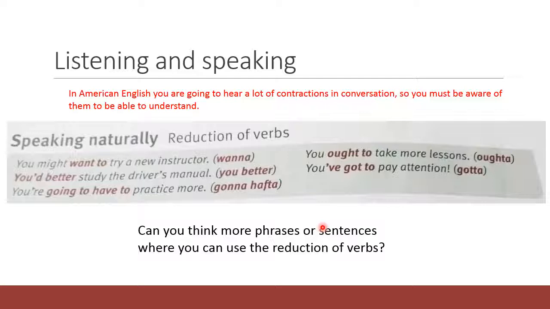Can you think of more phrases or sentences where you can use the reduction of verbs? I want to go to school tomorrow. I better study for my exam. I'm gonna have to study more. I ought to take more conversation classes. I gotta pay attention to the teacher in class.